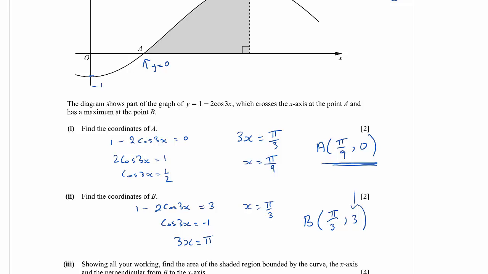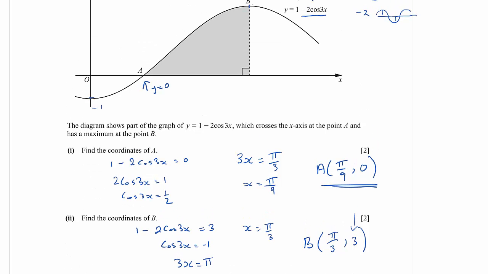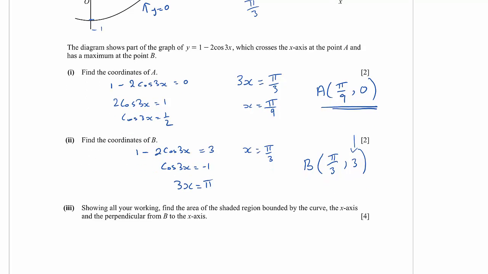Okay, so showing all our working, we want to find the area of the shaded region bounded by the curve, the x-axis, and the perpendicular from B to the x-axis. So we know that this is at pi by 9, and this is at pi by 3. So we are going to have the integral from pi by 9 to pi by 3 of 1 minus 2 cos 3x dx. So integrate 1, we just get x. The cosine integrates to sine, so it's going to be negative 2 sine 3x. And then remember, if we were differentiating, we'd need to multiply by the 3 by the chain rule. So here we need to divide by it because it's a reverse process.